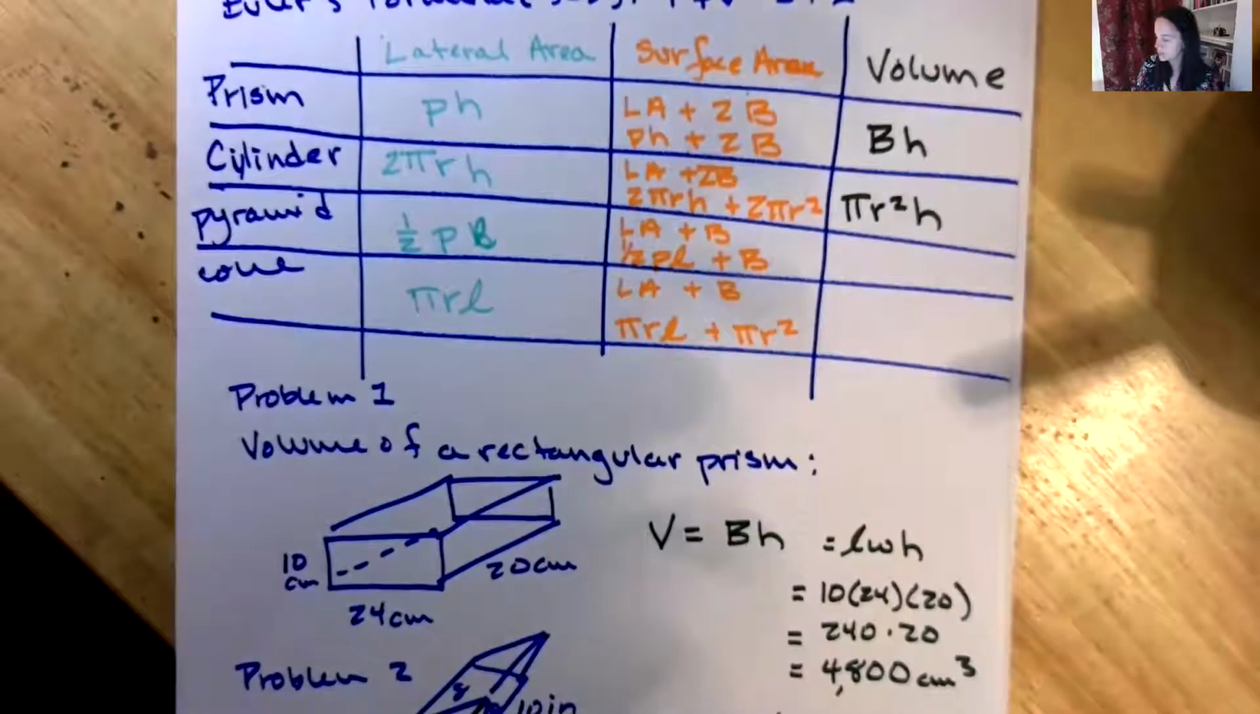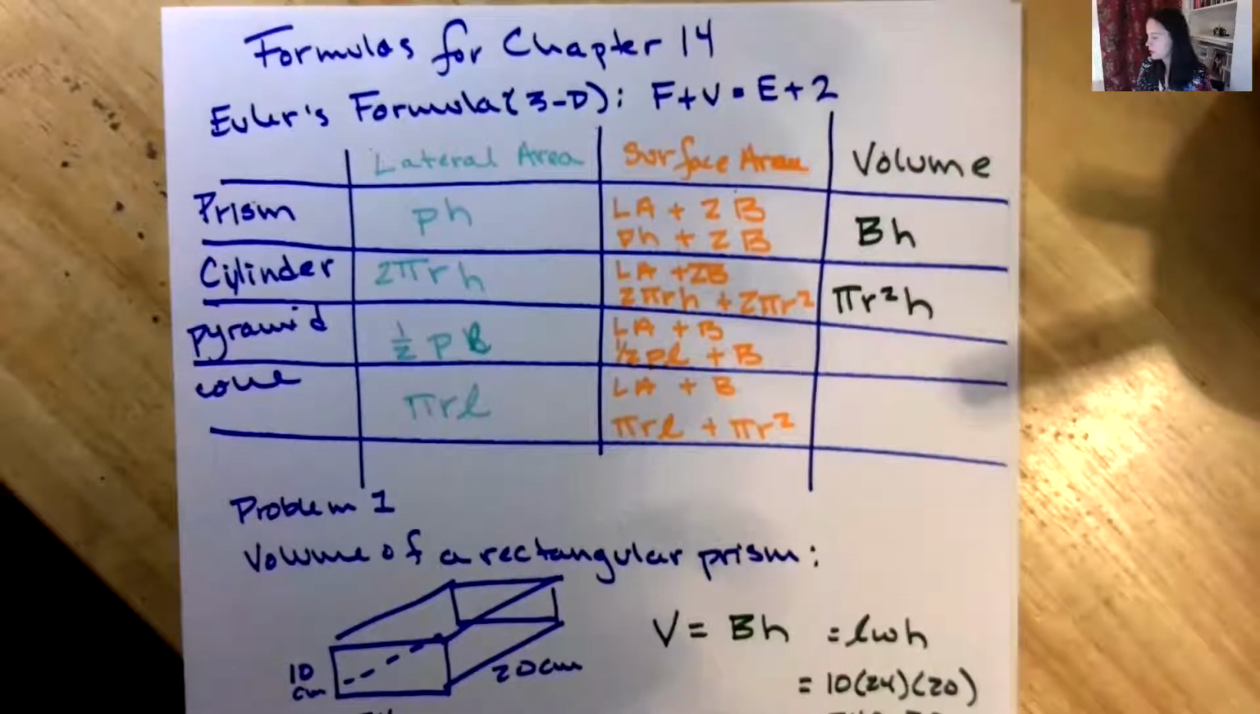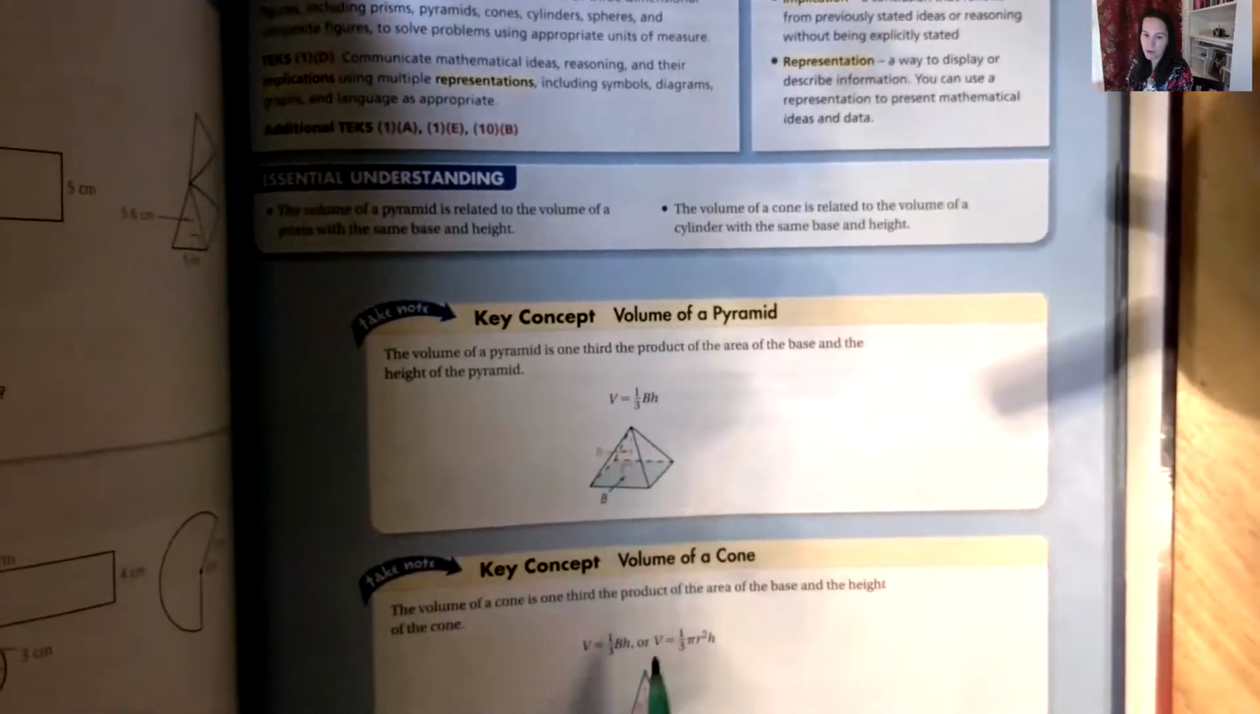In this video, we will look at Chapter 14, Section 5, which is volume of pyramids and cones. So first thing we want to do is to update our formula chart. So here's what we have so far from the last sections that we've done, and we need to add our volume formulas. So in this chapter, we're looking at the volume of a pyramid and the volume of a cone.